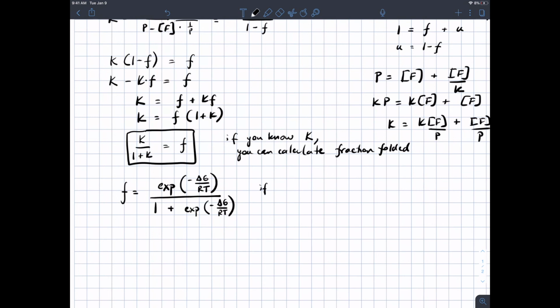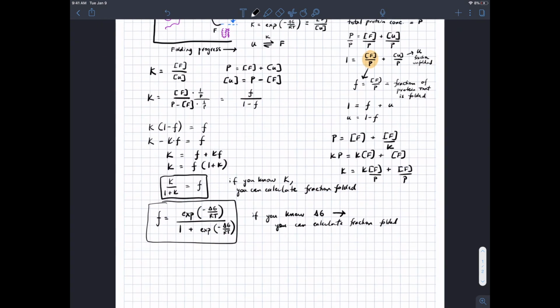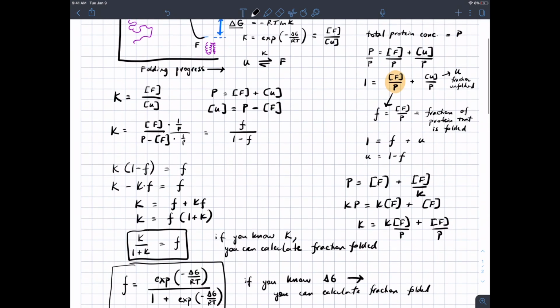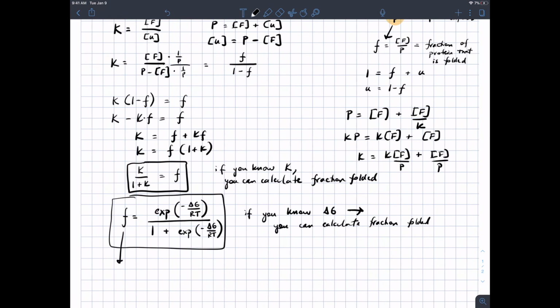which means, and this may follow obviously from what was above, if you know delta G, you can calculate fraction folded. All right, that is for a monomer. Now, we haven't talked about what fraction folded means and how we use fraction folded to fit data. We'll leave that for a future discussion. For right now, just understand that fraction folded is something related closely to what we measure.